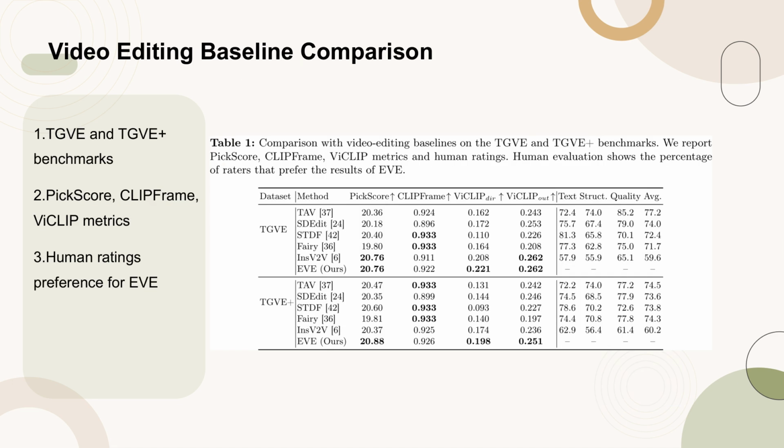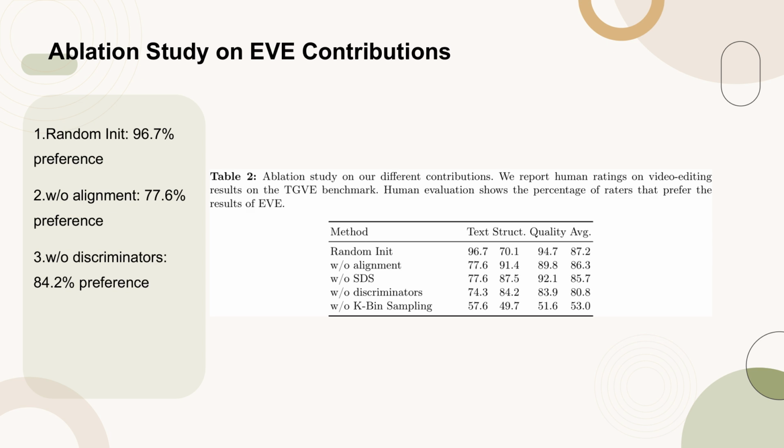Table 1 provides a detailed comparison of various video editing methods against the TGV and TGV Plus benchmarks. The metrics reported include PIC-score, CLIP-frame, and VI-clip, which evaluate the performance of each method. Additionally, human ratings are included to show the percentage of raters who prefer the results produced by EVE, the method under evaluation. This table is crucial for understanding the relative strengths and weaknesses of different video editing techniques in a standardized and human-validated context. Table 2 presents an ablation study on the various contributions of our EVE model.